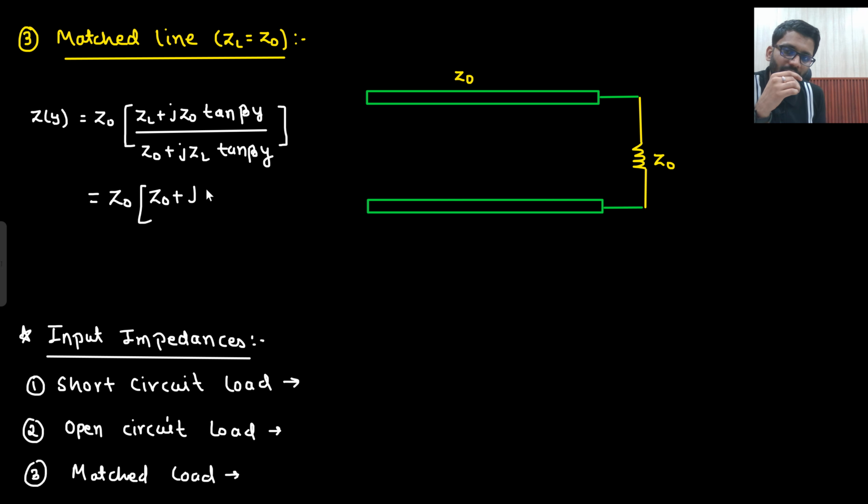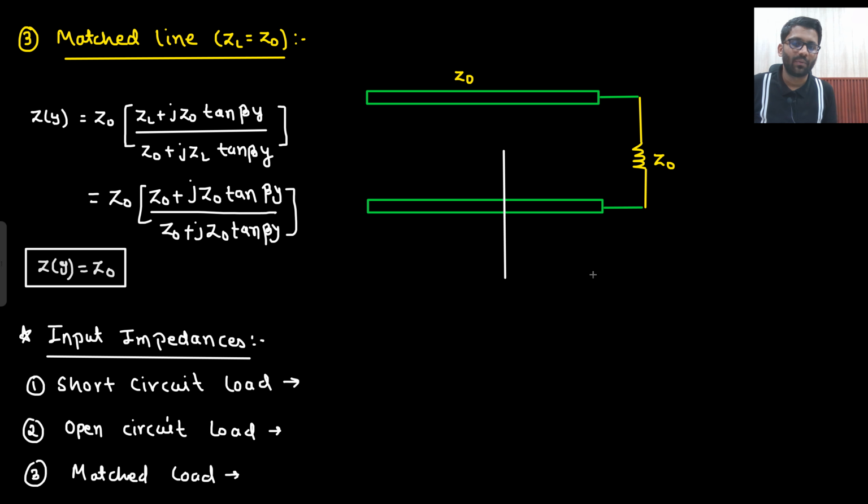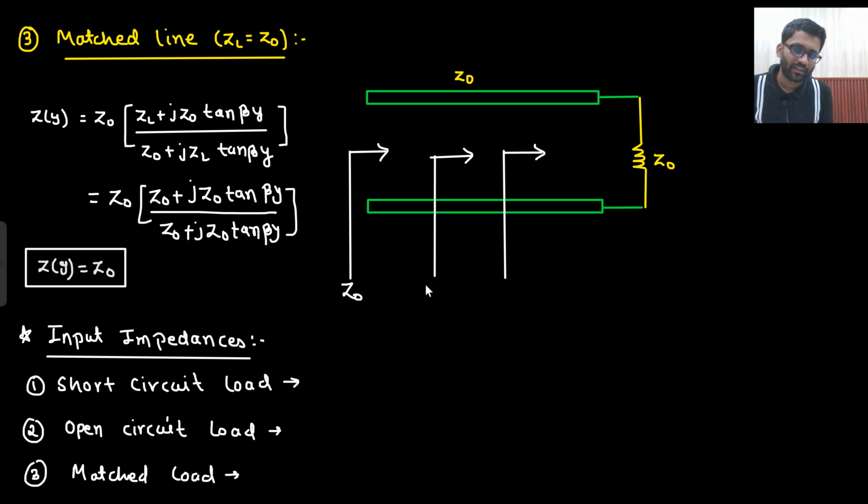Z naught, ZL is equal to Z naught, j Z naught tan beta Y divided by Z naught as it is, plus j ZL, which is Z naught, tan beta Y. So this guy is the same, completely getting cancelled. So ZY is equal to Z naught only. Irrespective of the value of Y, it is always Z naught. Basically, at all the points, here, here, or at the input, you will always get Z naught impedance.